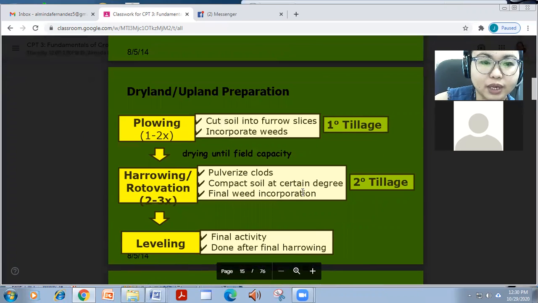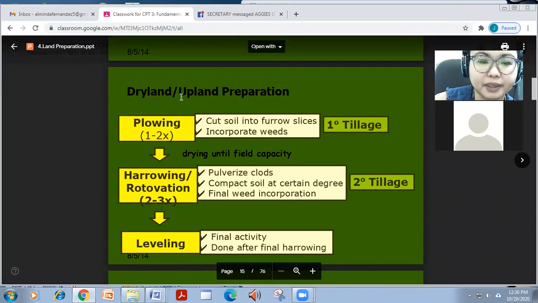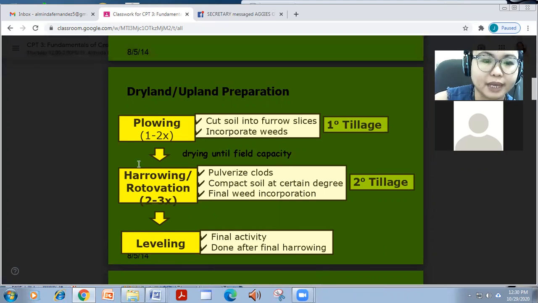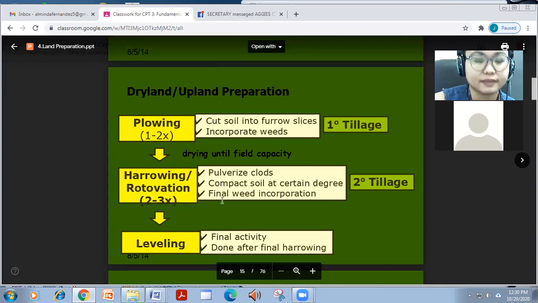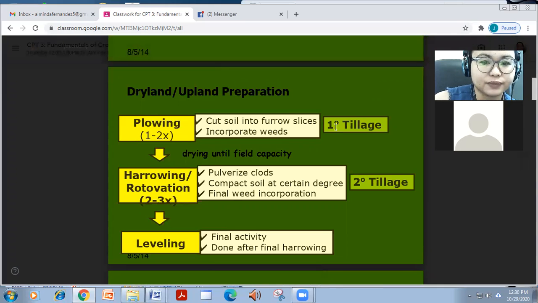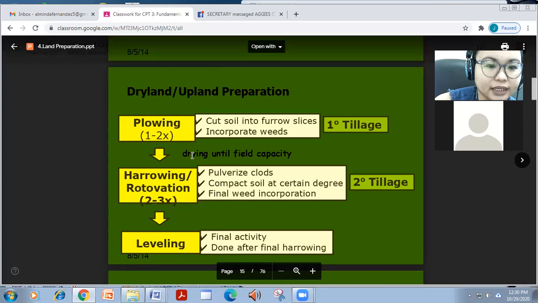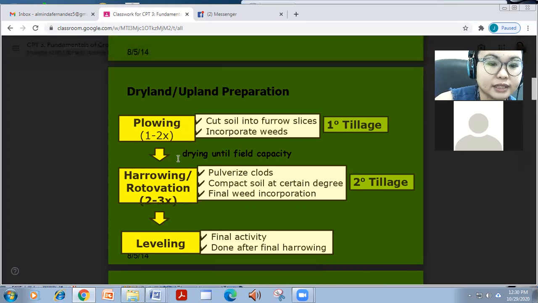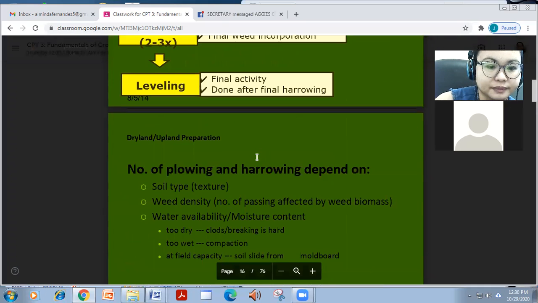So another one for dry land and upland preparation, ganun pa din ano, may plowing 2 times, harrowing 2 times, rotation 2 to 3 times, and then leveling. So it's the first tillage operation and the second tillage. It's just that the soil is just dry, no, until field capacity.